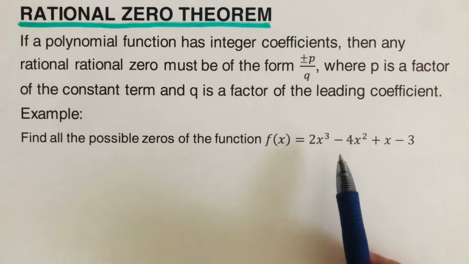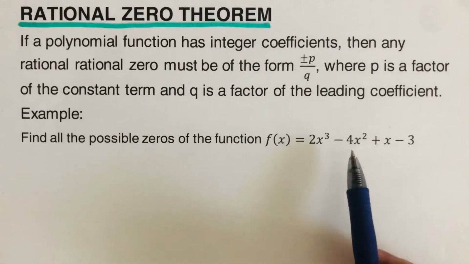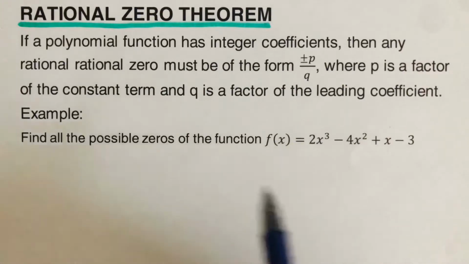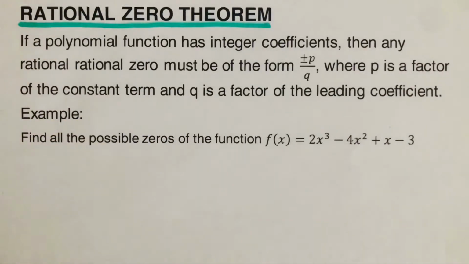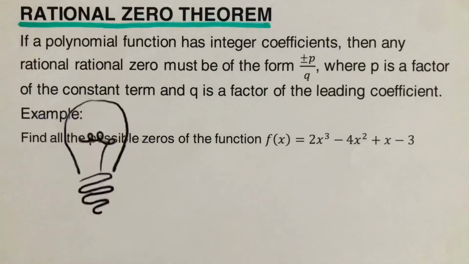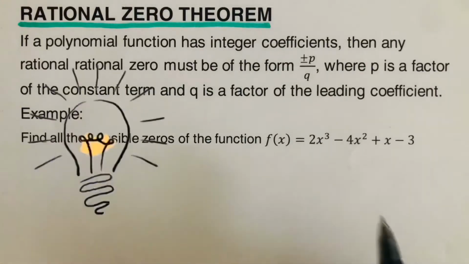But how do we pick numbers as zeros for this function? There are infinite numbers out there. Do we just randomly pick 5? Do we just randomly pick 7? Do we just randomly pick 13 or 100 or 50? That is the reason why this theorem was developed. The purpose of this theorem is to narrow down the possible roots or the possible zeros of this function.